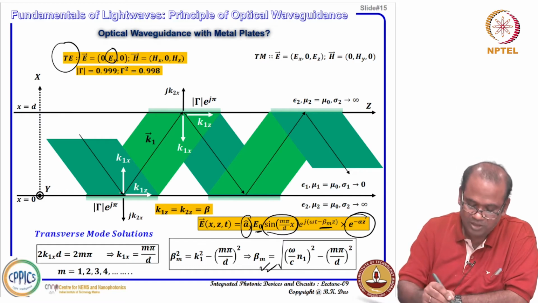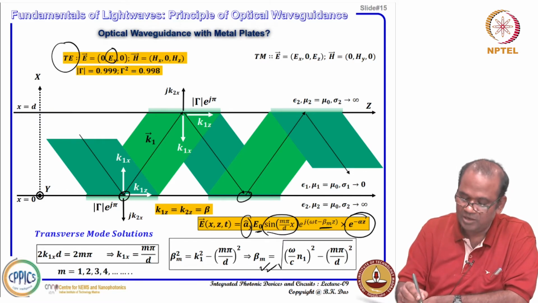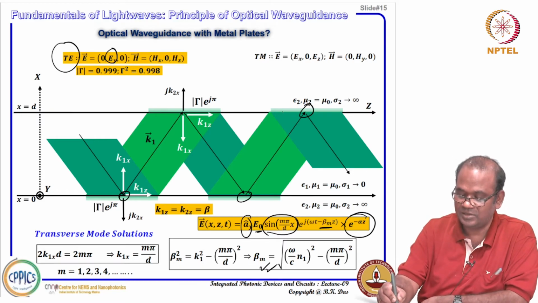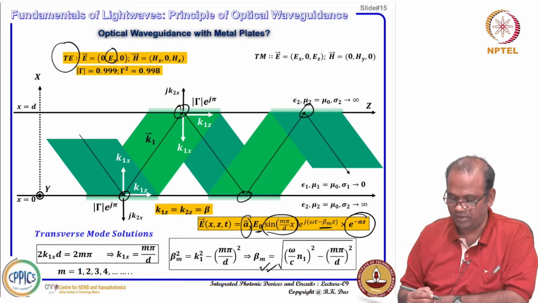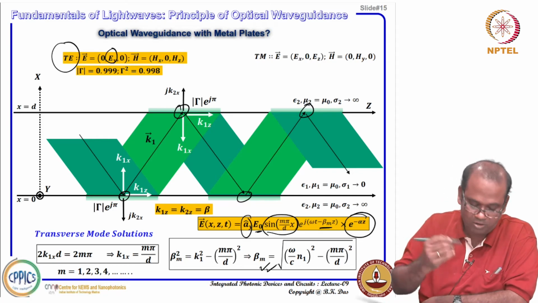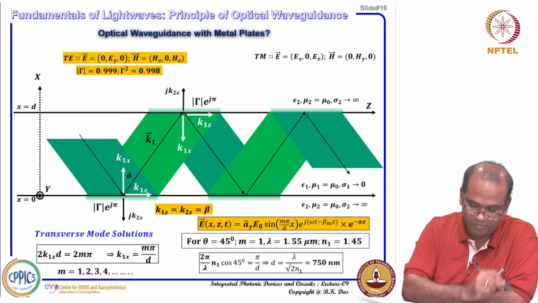Where does that loss come from? Because every reflection is a metal interaction, some loss will be there. So, that is why you can see a little bit of losses will be there. So, you have to account for that. The loss is very important.